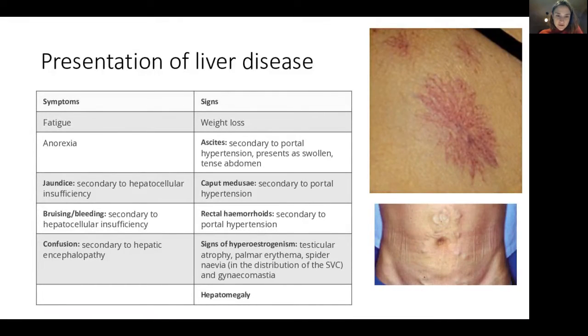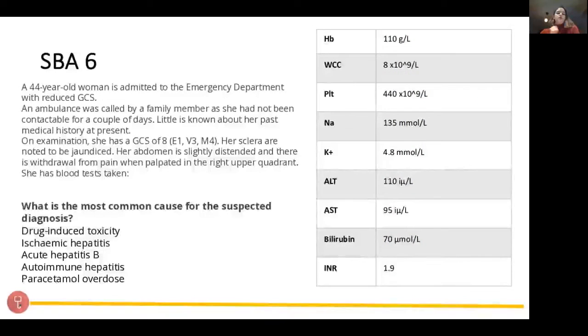You might see rectal hemorrhoids, so the rectum and the esophagus are sites of varices which are caused by portal hypertension. And then you can get signs of hyperestrogenism, such as these spider nevi, which are in the top left part of your slide, and gynecomastia, pulmonary edema, etc. And then on an examination, you may also find hepatomegaly, which is an enlarged liver. I'm sure you know.